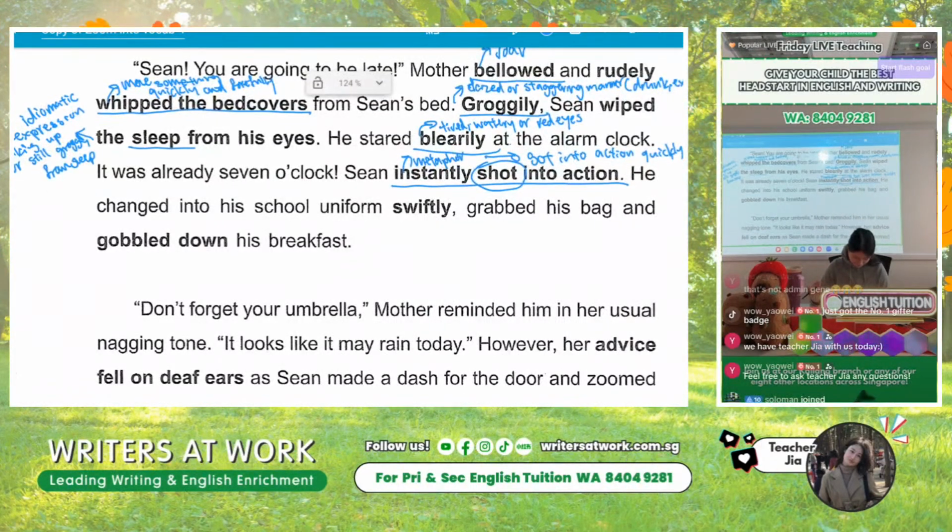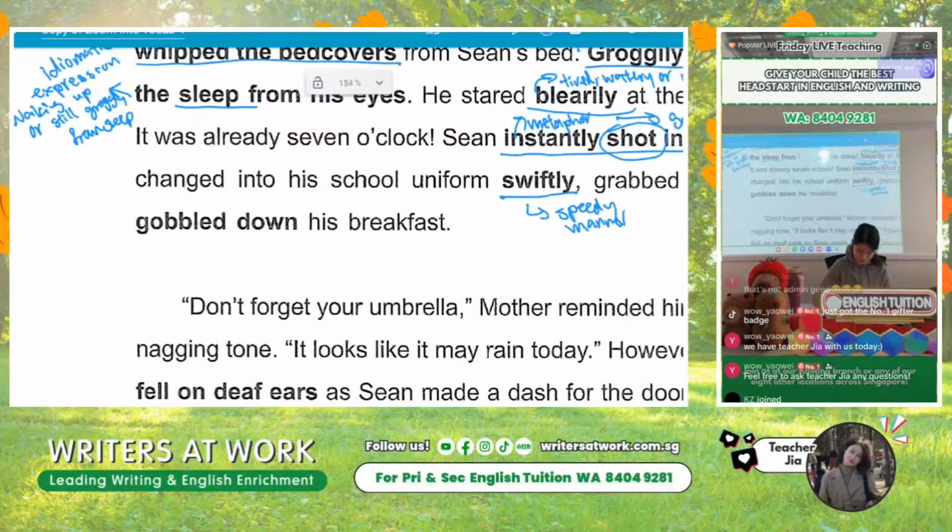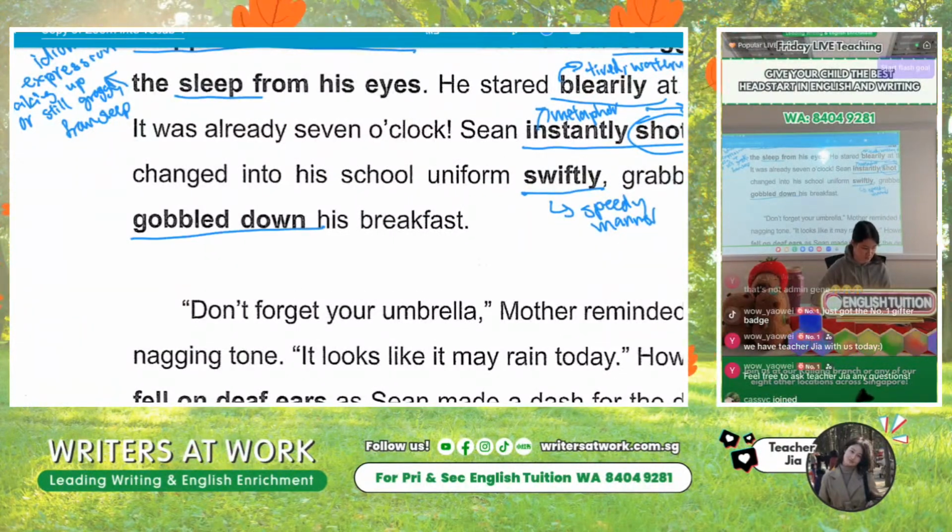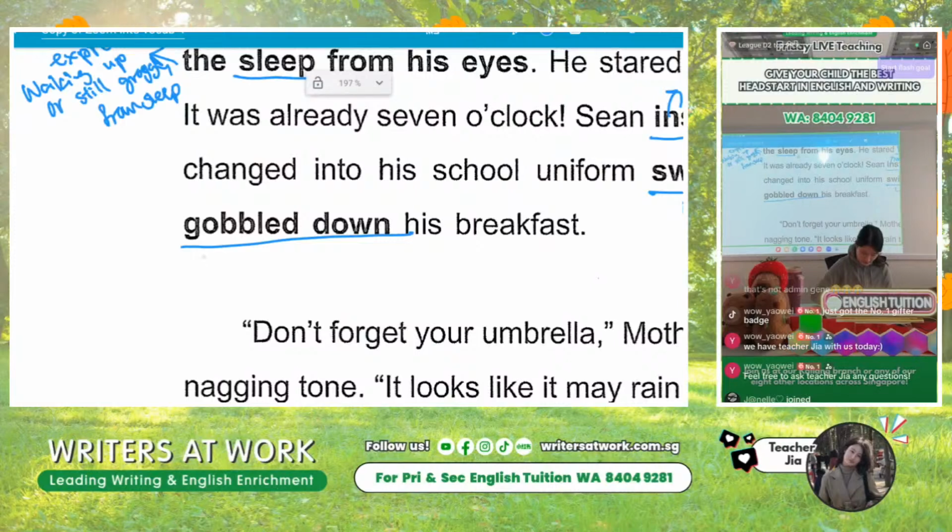Okay. He changed into school uniform swiftly. When you're saying swiftly, you mean in a speedy manner. So with a certain speed. Okay, grabbed his bag and gobbled down his breakfast. When you say he gobbled down his breakfast, you're saying that he's eating something quickly and noisily.